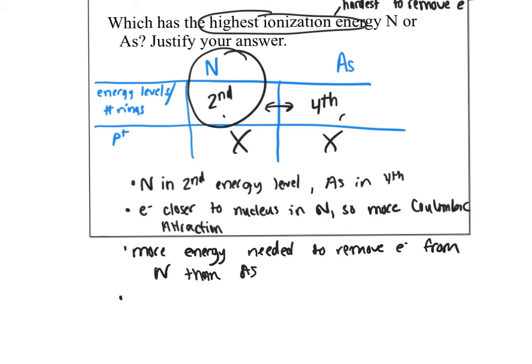You just showed me right here with this bullet point that you know what highest ionization energy means. Therefore, highest ionization energy is nitrogen. And now we answered the question.